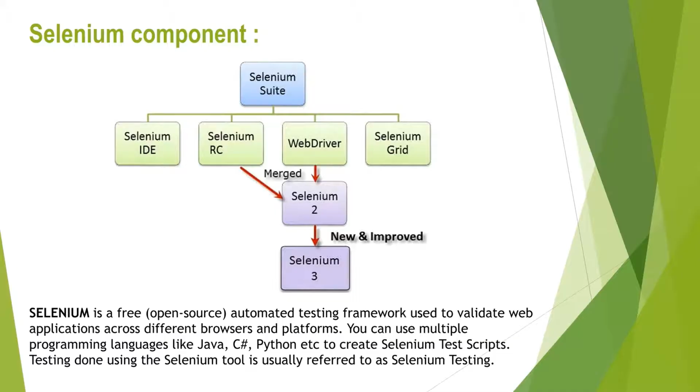So, Selenium concept. Selenium is basically an open source automation framework where we'll be validating web applications across different browsers and platforms like Chrome, Firefox, and IE, and we can also perform the same test in the mobile form factor. Using multiple languages like C Sharp, Python, Java, we can create a Selenium automation test script. Selenium is basically used to navigate and find the elements in a particular web page. It's also used for navigation from one page to another page.